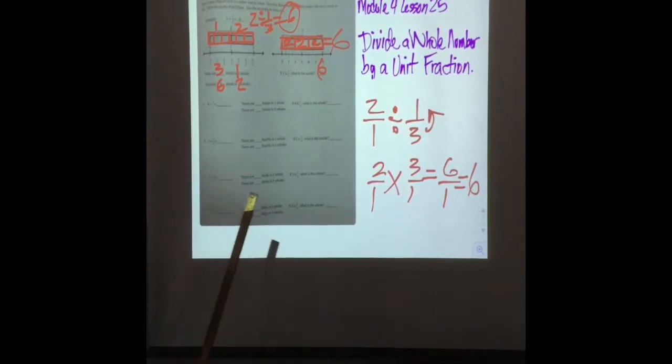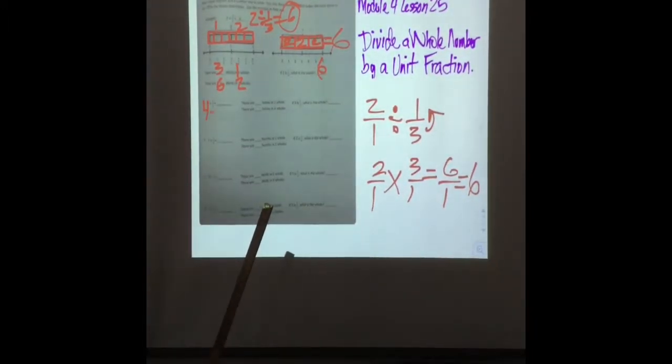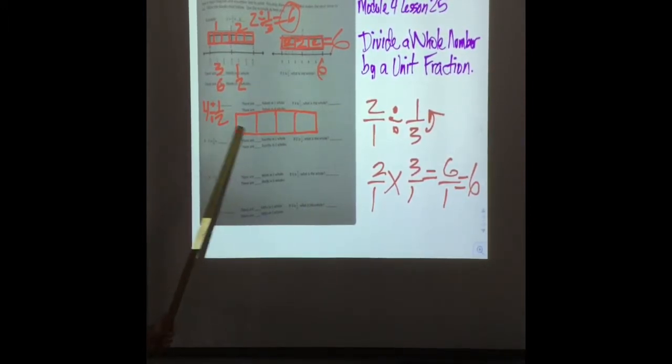Well, let's take a look at this one. That one says 4 divided by a half. 4 divided by a half. So what do I do? I draw my box, and I'm cutting them up into 4 boxes, right? Now I'm going to cut my 4 boxes into what? Halves, right? Do you see the halves?